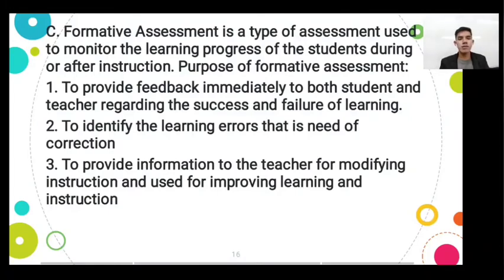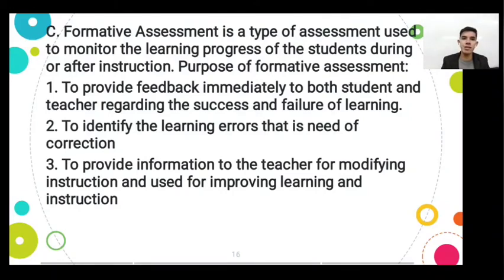Now, number 2, to identify the learning errors that are in need of correction. Yun yung word. So, formative assessment, hindi naman palaging tama. Okay? Hindi palaging tama. There are still errors or learning errors na kailangan nating i-address. And we have to fix that error. Kaya nga sa formative assessment or the whole teaching learning process, makikita na natin kung alin yung dapat itama, alin yung mali na dapat nang iwasan.